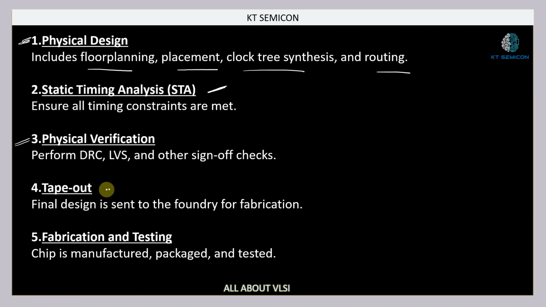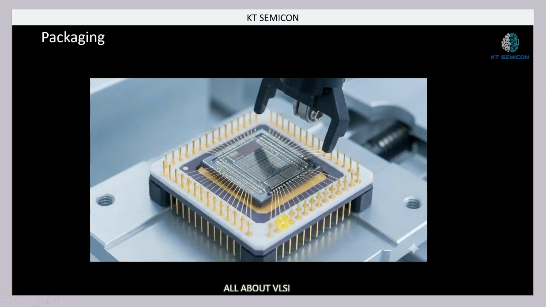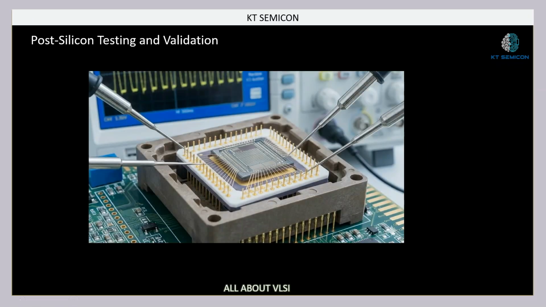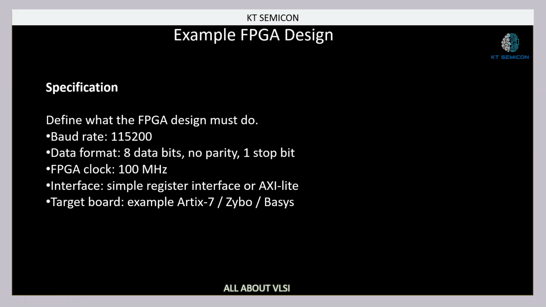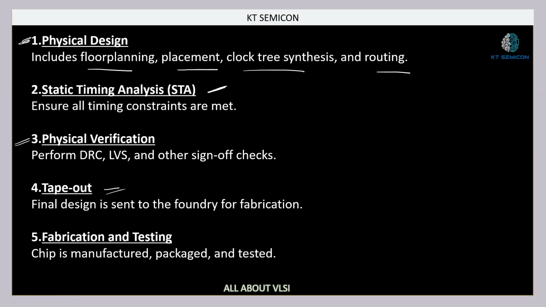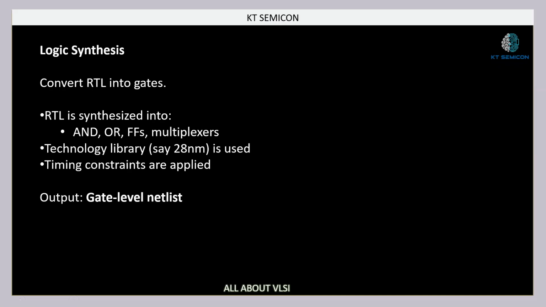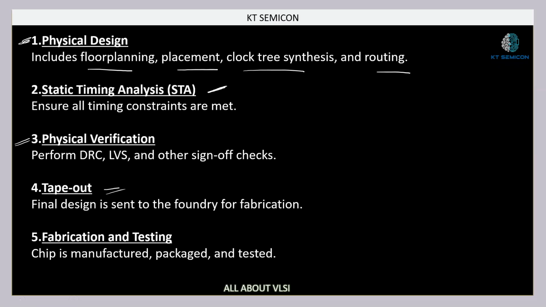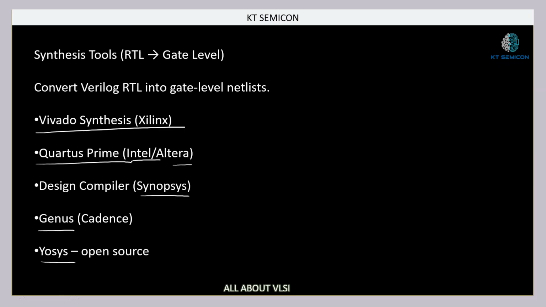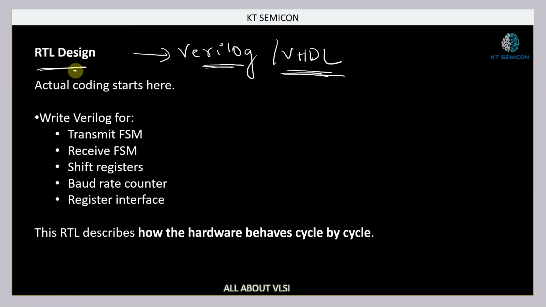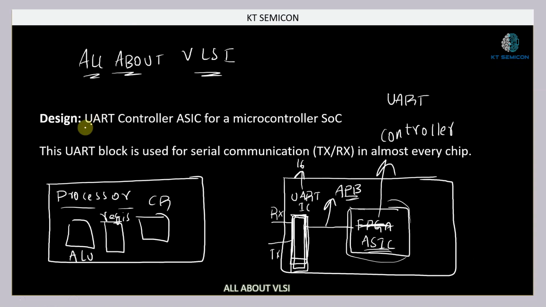And after this, we are going to have tape out where the final design is sent to the foundry, and we are going to have the fabrication and testing. So this is how you go from the specification to the architectural design and the RTL design, then to the gate level netlist conversion, and then physical design, static timing analysis, and physical verification. And static timing analysis can also be used after writing your Verilog code. Okay, after this particular step, you can also use your static timing analysis.